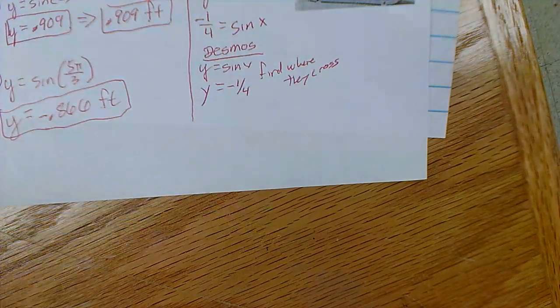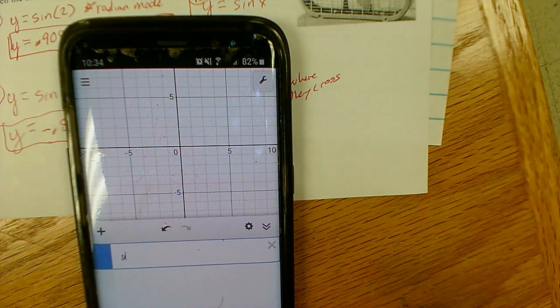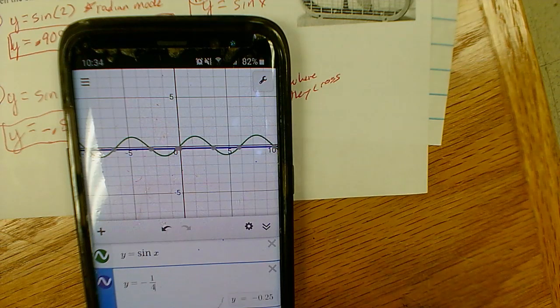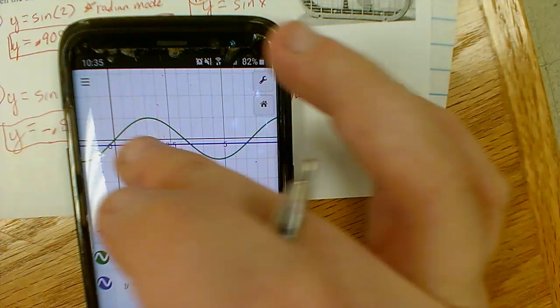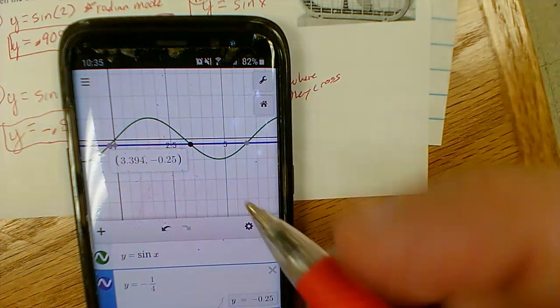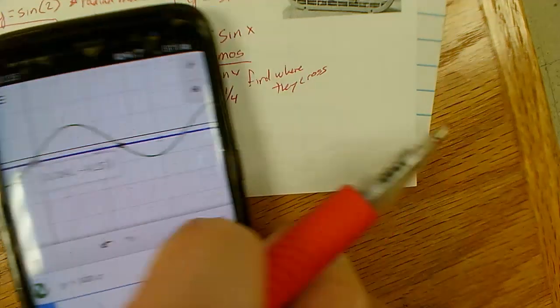So, once again, Desmos, I choose you. So I'm going to type in y equals sine of x. And then we're going to type in y equals negative 1/4. I'm going to zoom out to get a better picture. Now granted, you can't have the fan going less than 0, but if I click here, negative 1/4 is negative 0.25, so one spot it's below.